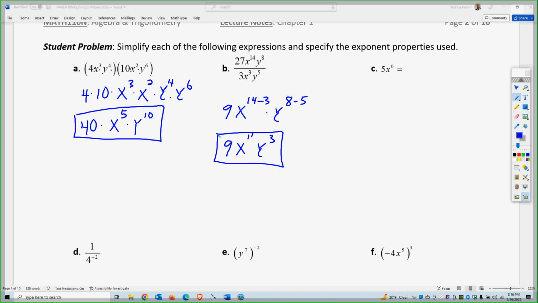Okay, next one. So this is 5 to the first power, which is 5. X to the 0 power is 1, because the 0 in this case is different because it only applies to the x. You have to be careful on that. It's different than the last problem. So my answer is 5. Okay, because that's a 0 exponent property. And to the 0 power is 1.